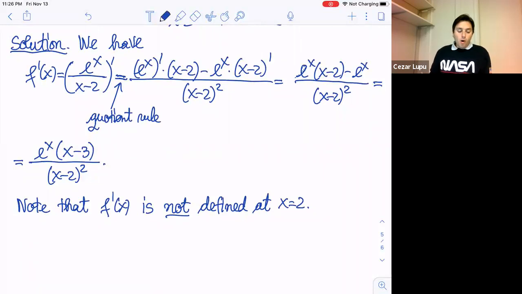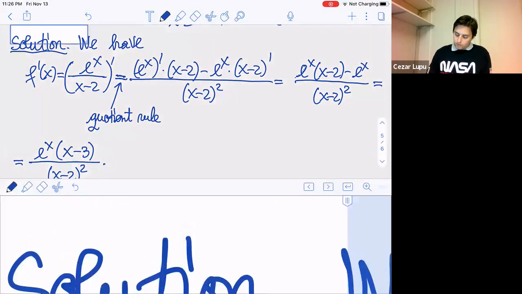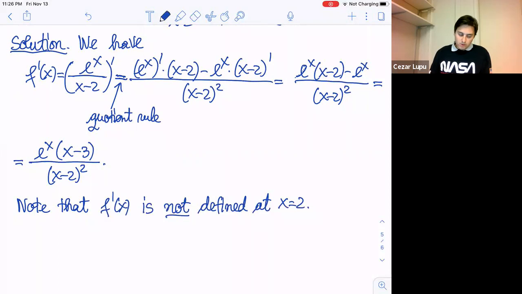Right? But also not defined, right? Is not defined at x equals 2. So this x equals 2 is not a critical number.